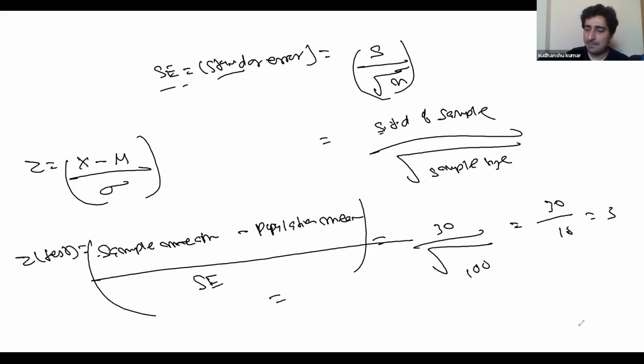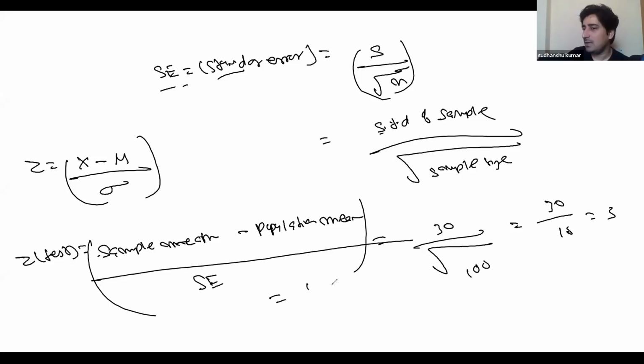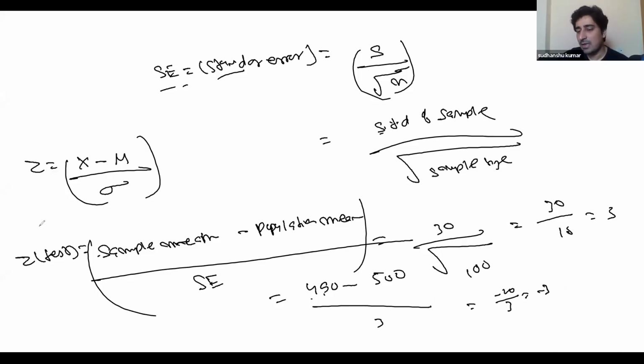We know the sample mean. We have taken 100 samples and on average the mean was 490. So 490 minus the population mean, the population average or claim. What was the claim? It was 500. So 490 minus 500, divided by standard error. The standard error is equal to 3. So 490 minus 500 is minus 10, divided by 3, which is minus 3.33. This is the Z test value that you are able to find out.